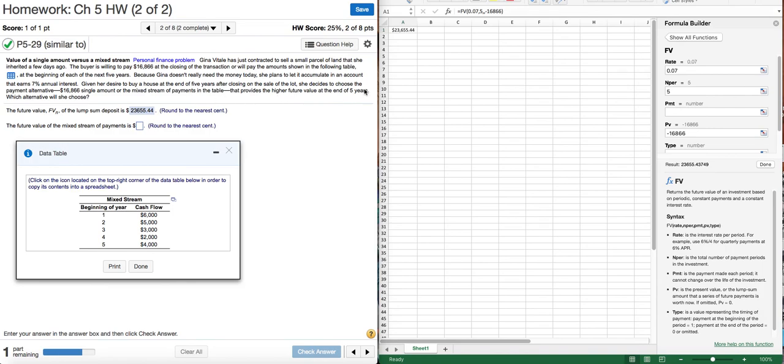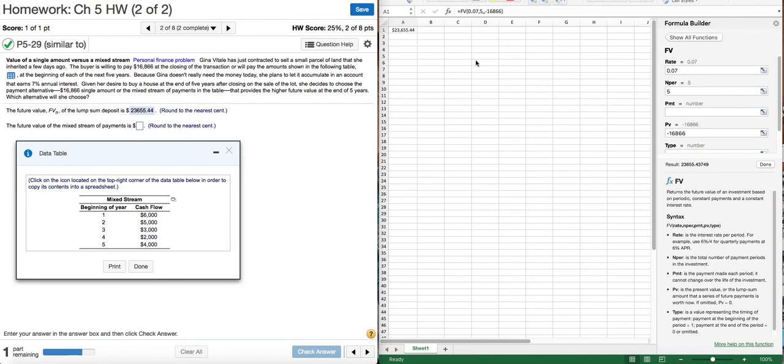Now, 5 years is her time horizon where she plans to buy a house. And so whichever option she chooses, she's just going to let it sit in an account and accrue interest at 7% and not pull it out until the end of 5 years when she's ready. So the first step was to figure out what the future value of the lump sum option is.